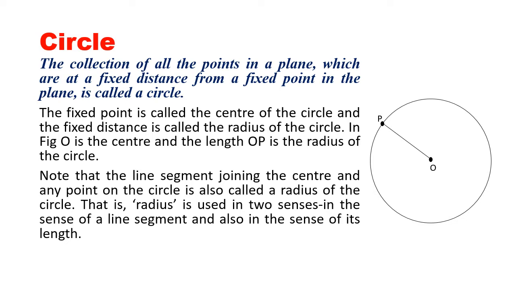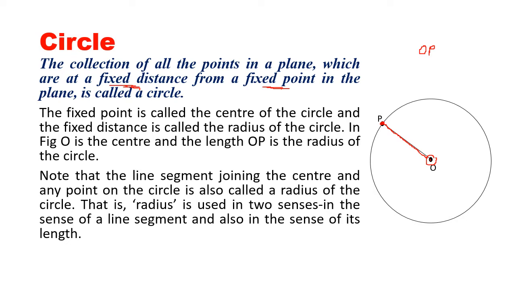The first thing is a fixed point. So we have to fix a point. So this point O, we can say, is the fixed point, right? And we should have a fixed distance. So first you need a fixed point and then you need a fixed distance. So measure OP. OP is your fixed distance. The distance between these points O and P is your fixed distance. So O is your fixed point, OP is your fixed distance.